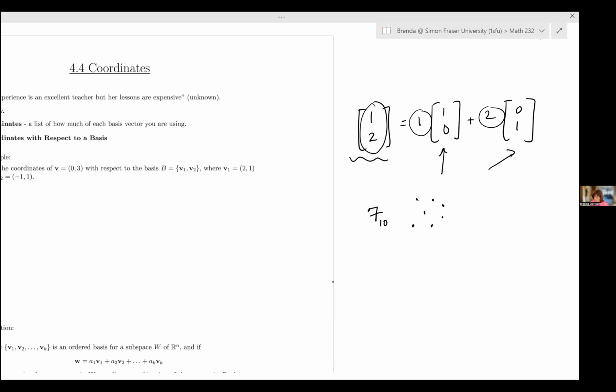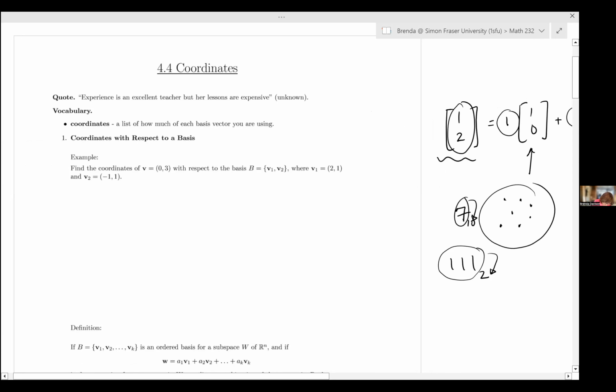However, we don't always have to operate in base 10, and we could represent this number of pebbles in a different basis. For example, we could represent it in base 2, where 7 would look like this: 1, 1, 1, base 2. And this would be the same number of pebbles. It's not like the number of pebbles has changed, but we're now identifying the number with respect to a different basis. And we're going to do the same thing here with the vectors. The coordinates of a vector are how much of each basis vector you are using.